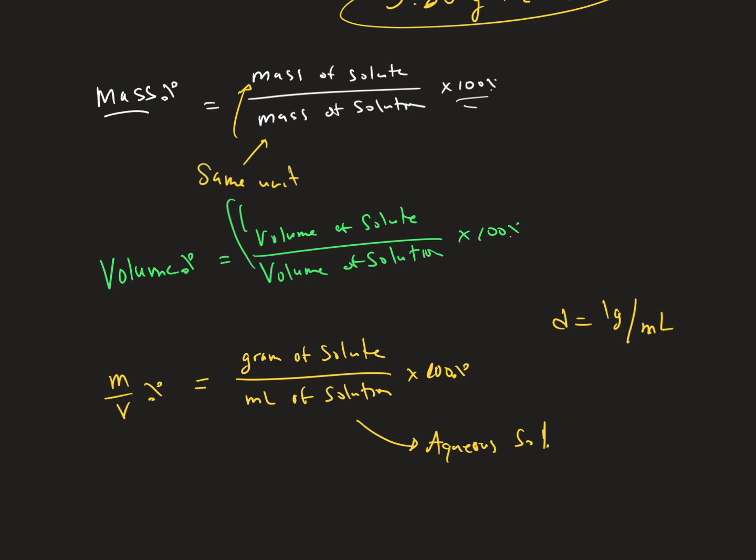What happens if it doesn't tell us what the solvent is? Assume water. Yep. If the problem doesn't tell us what the solvent is, assume that it's water, aqueous solution. And if it tells us, then it's not water. Good? Are we good with these percent concentrations? All right, let's do an example.